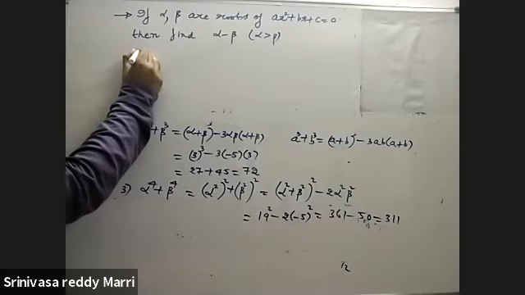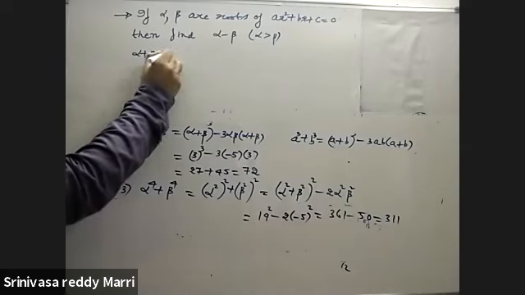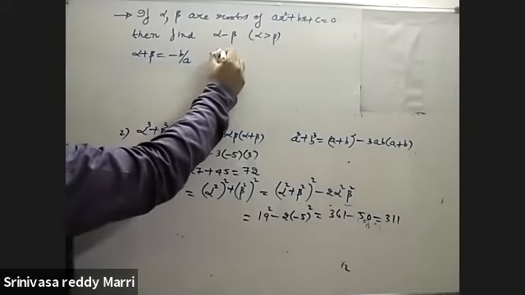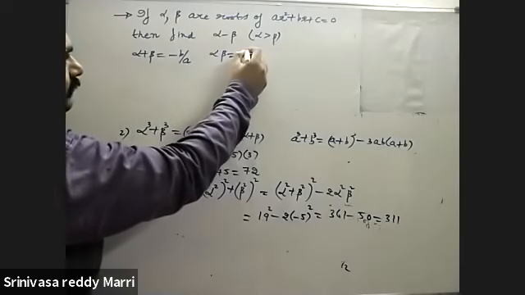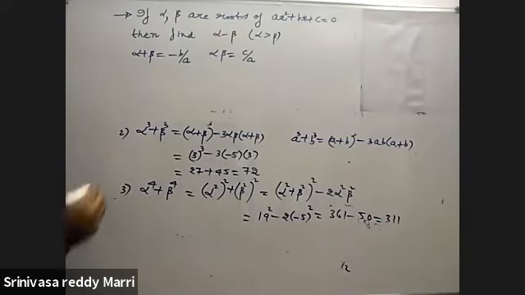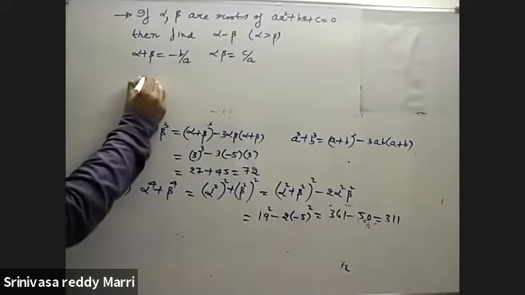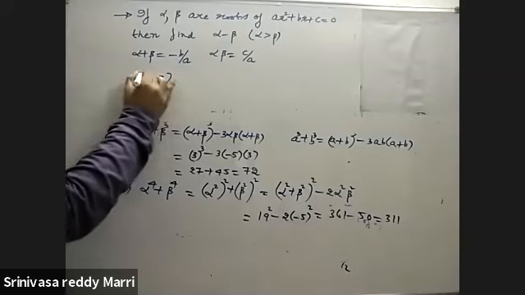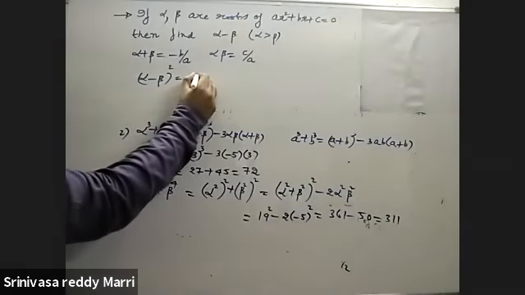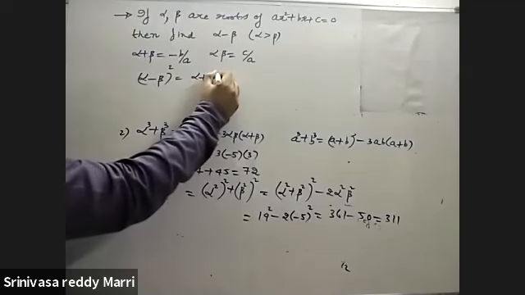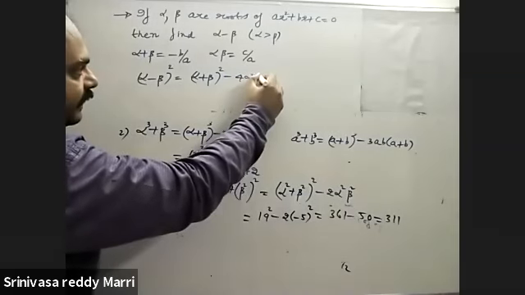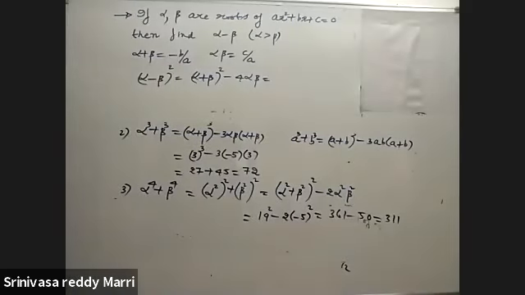So first write the relation between the roots. Alpha plus beta is nothing but minus b by a. Alpha beta is nothing but c by a. These are the relations between the roots. So first we will find out what is alpha minus beta whole square. Alpha minus beta whole square is nothing but alpha plus beta whole square minus 4 alpha beta.